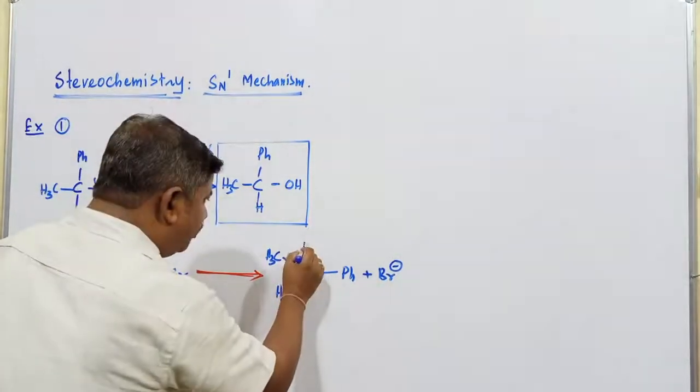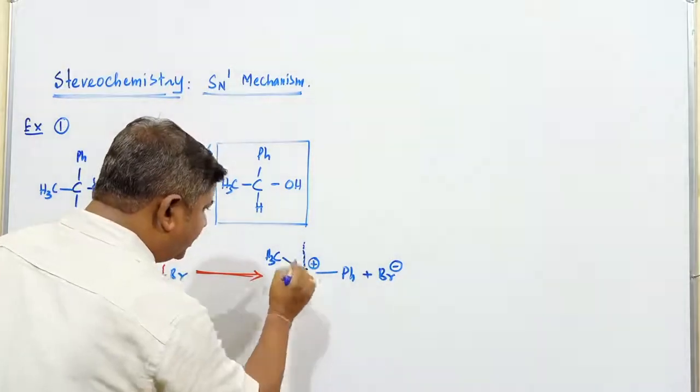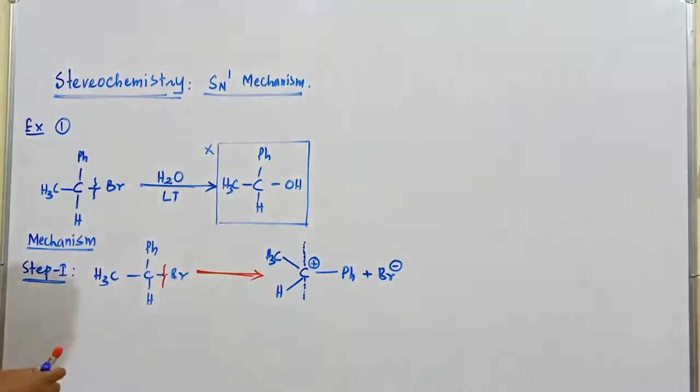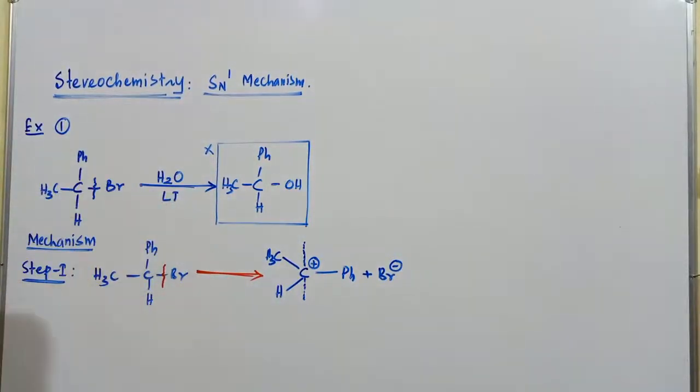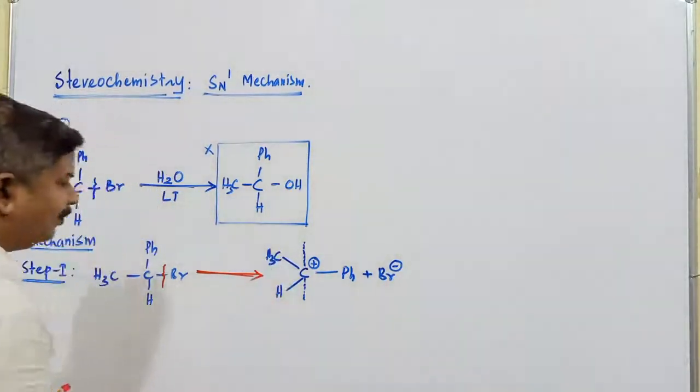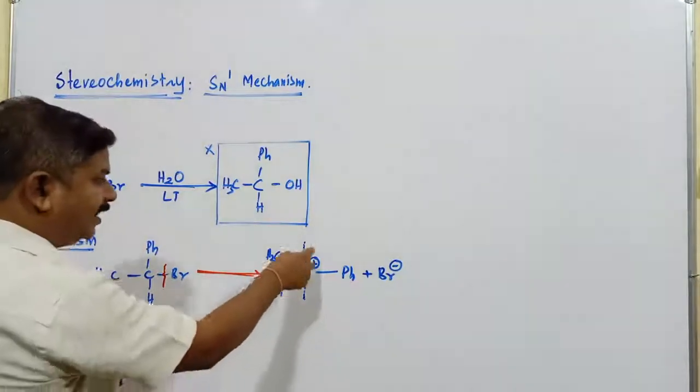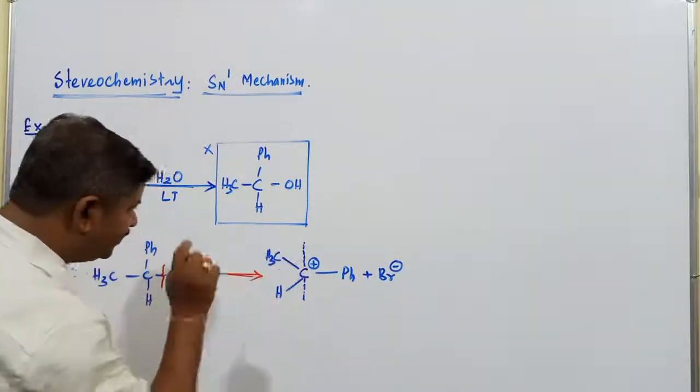Now vacant orbitals are present on this carbon atom. Due to the presence of the vacant orbital, the nucleophile attacks this carbocation either from this side or from this side.